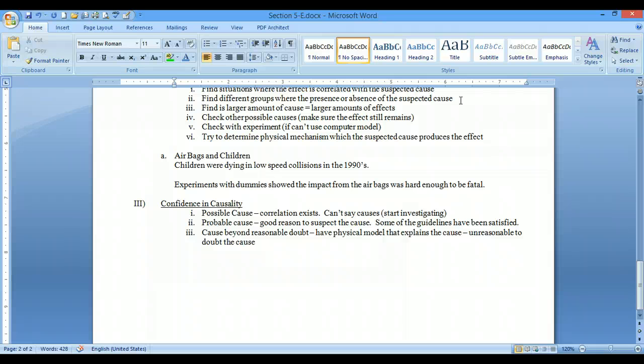And number 3, cause beyond reasonable doubt. You actually have the physical model that explains the cause, and it's unreasonable to doubt the cause, such as in the 1990s with the airbags and the children.